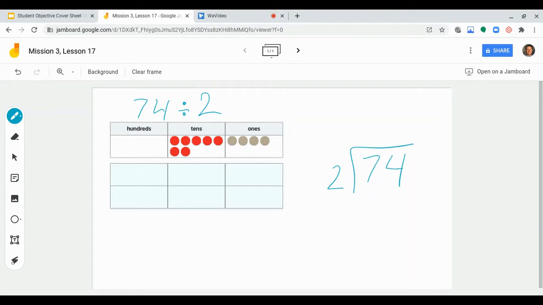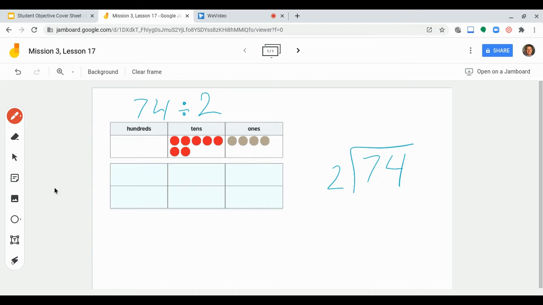So say we were given the equation 74 divided by 2. Now we're going to be using the place value chart again today. I have my place value chart right here, and I've created the 74 in the place value chart because I have 7 tens and 4 ones. And then I've created 2 groups down here because I'm dividing it into 2. So that means I'm taking the 74 and dividing it into the 2 groups.